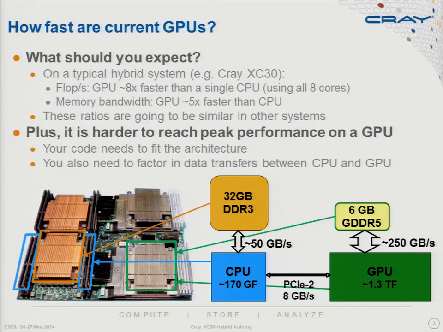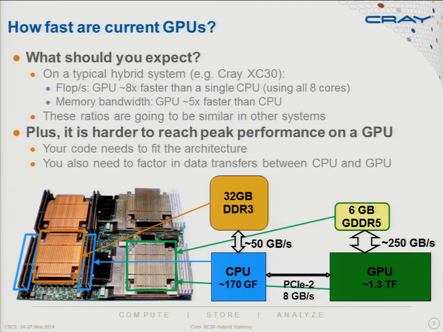The GPU gives you about 1.3 teraflops peak double precision. You probably won't ever reach the peak, but that's what it gives you. It's got less memory. It's got 6 gigabytes, but the memory bandwidth is better. So if you look at the ratio of flops, you've got to say a factor of 8. If you look at the ratio of memory bandwidth, you've got a factor of 5.